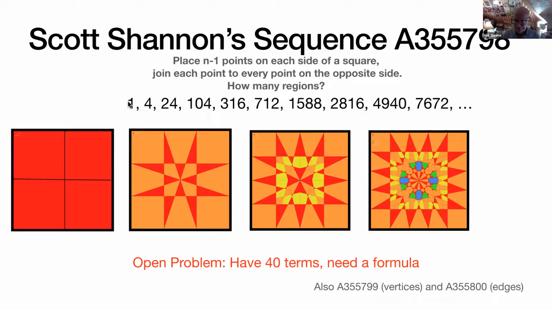So here's the sequence, which is A355798. And this 4 is because there are 4 cells here. And there's 24 because there are 4 regions in this picture, 24 regions in this picture, and so on. But we don't have a formula. It would be very nice to have a formula. This is a graph, and it has nodes and edges and regions. And these 3 are related by Euler's formula, and Scott also produced the sequences for the number of vertices and the number of edges for each of these things.